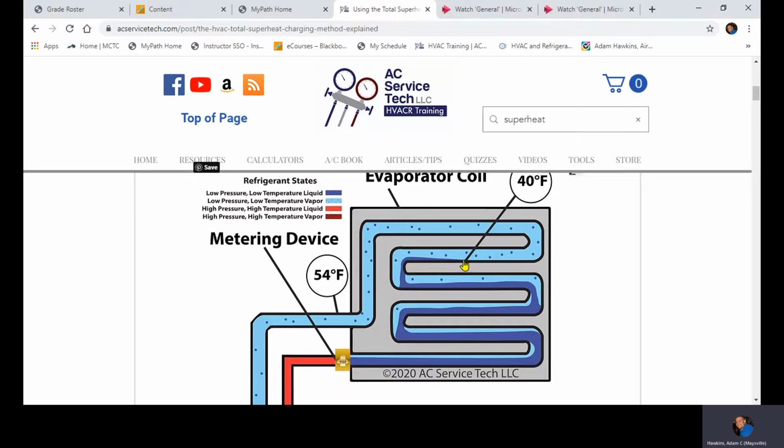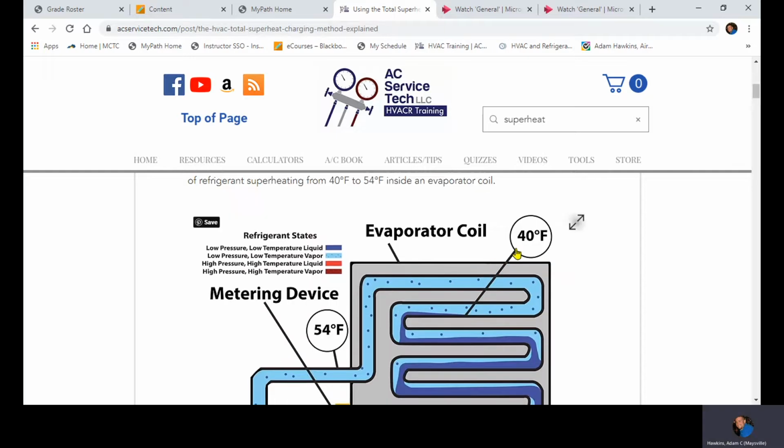So a saturation point is anywhere where you have liquid, or you have liquid and vapor mixing, for example. Either it's going from vapor to liquid in the case of condensing, or it's going from a liquid to a vapor in the case of evaporating. I may have said that backwards, but you get the point. It becomes 100% vapor, and then we add more heat, which is called superheat.